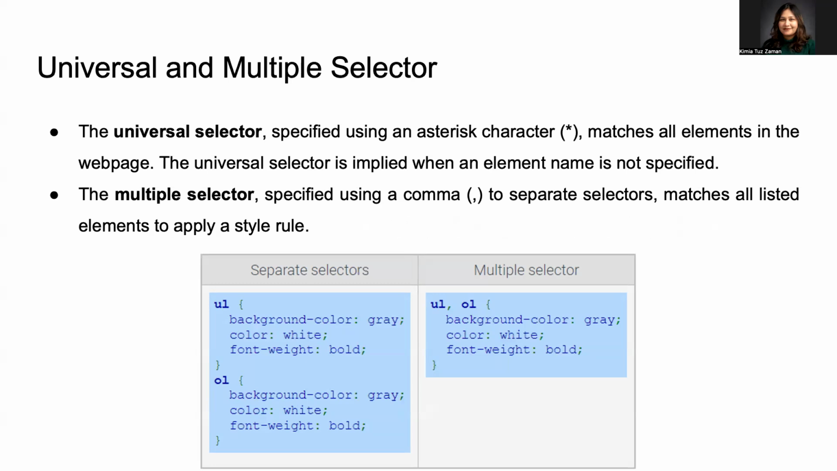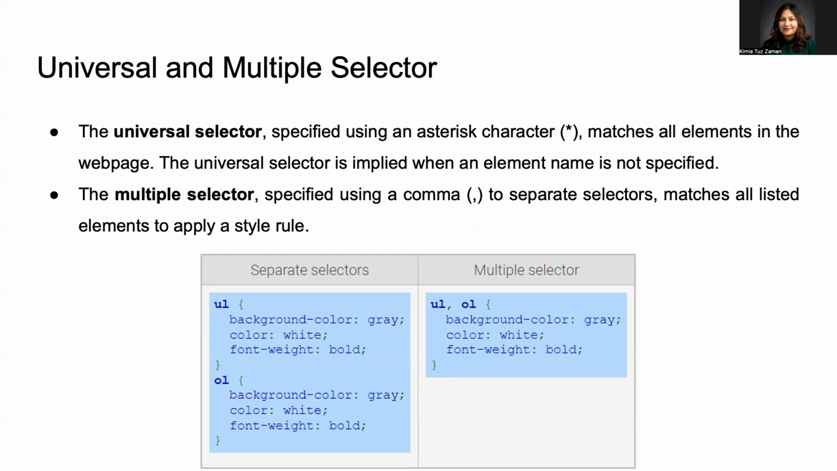So to start with, let's look at universal and multiple selectors. First, the universal selector. This one is written as an asterisk and it matches every single element on the web page. So think of it as a catch-all rule. If you don't specify an element name, the universal selector applies styles everywhere. For example, you could quickly set the font or margin for all elements at once.